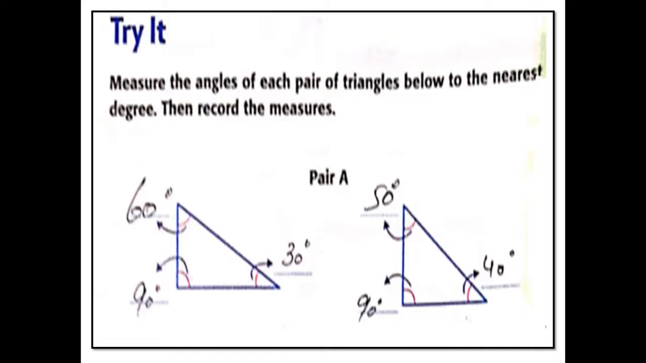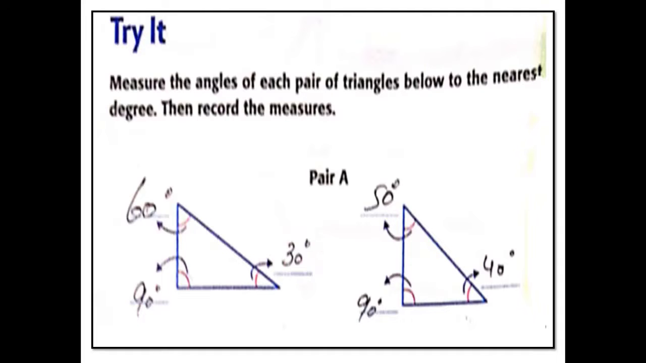Try it. Measure the angles of each pair of triangles below to the nearest degree, then record the measures. There are 3 pairs of triangles. Pair A, pair B and pair C. In pair A you can see there are 2 triangles. We have to measure it.